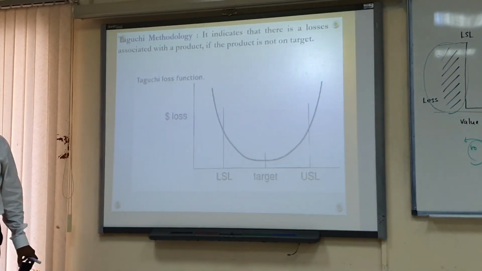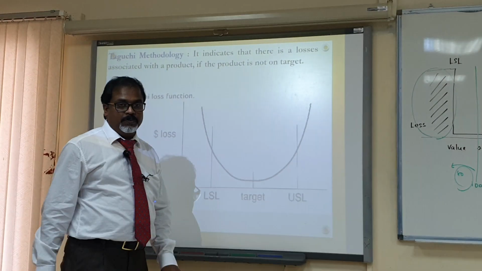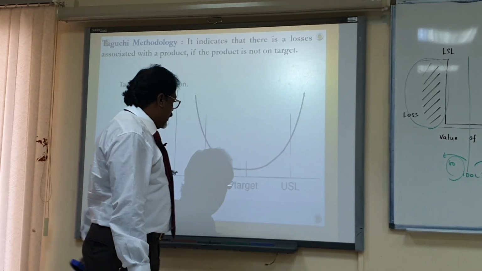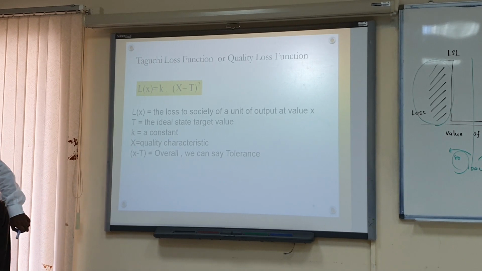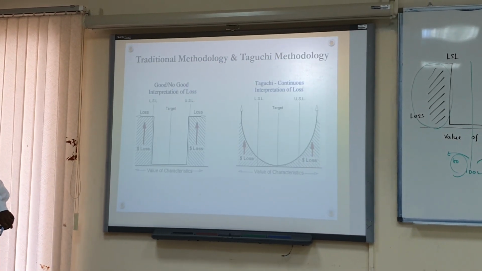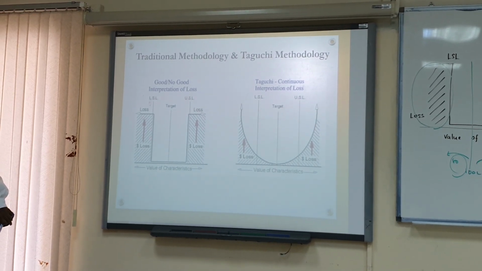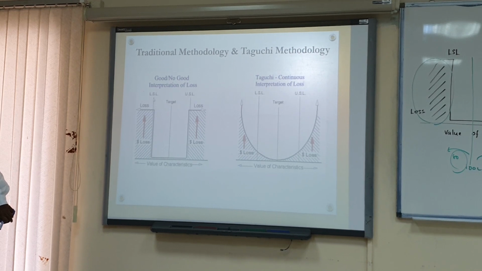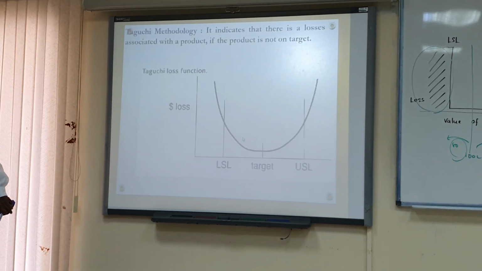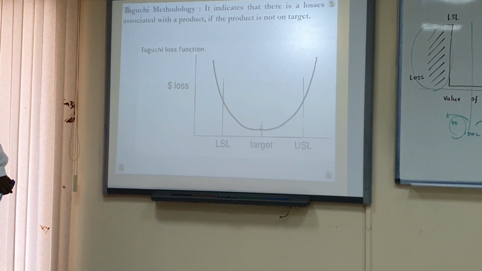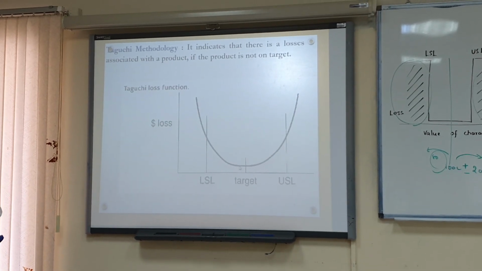See the Taguchi loss function, as I explained already. This is the targeted value, this is the lower specification limit, and this is the upper specification limit. In between them, the traditional method does not calculate any loss. Here, only after the upper specification limit or below the lower specification limit are we concentrating. But Taguchi is concentrating in between also. Between the target and the lower specification limit also, he is concentrating.